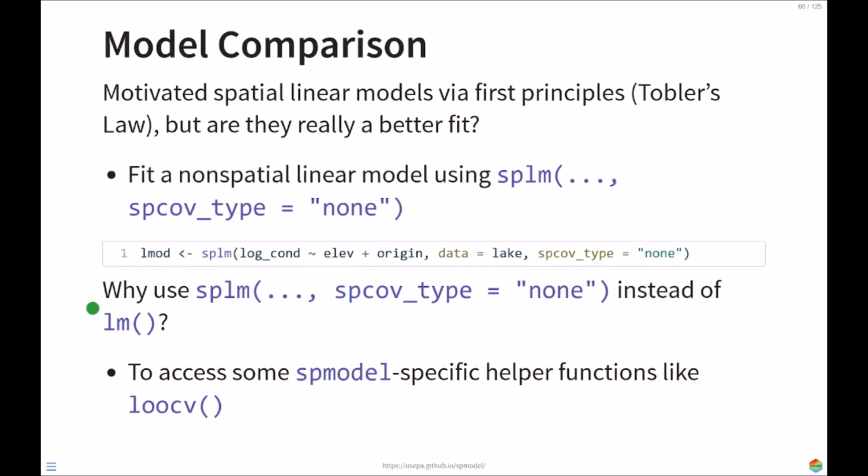I'm going to fit this non-spatial model using splm and giving it spcov_type equals none. So if I run this code, it's going to give me the same fit as an lm object. The reason that I'm showing you this is because there are a lot of specific spmodel helper functions. One of them that we'll explore is leave one out cross-validation, which works for spmodel objects but not for lm objects. And so accessing some of those spmodel specific helpers is why you can fit them with splm and spcov_type being none.